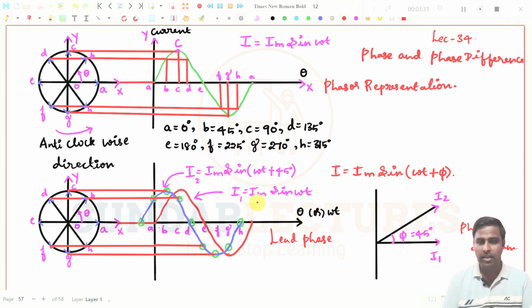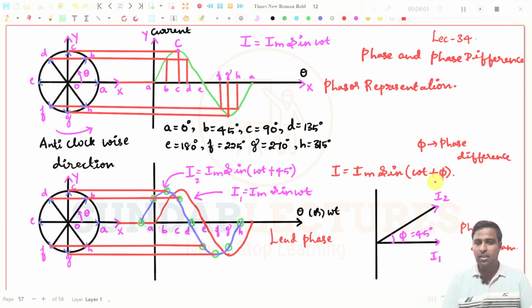This is the expression: I1 is equal to Im sin omega t. If you have an expression I is equal to Im sin of omega t plus phi, what is this phi? This phi is nothing but the phase difference value. We always call this phi the phase difference.